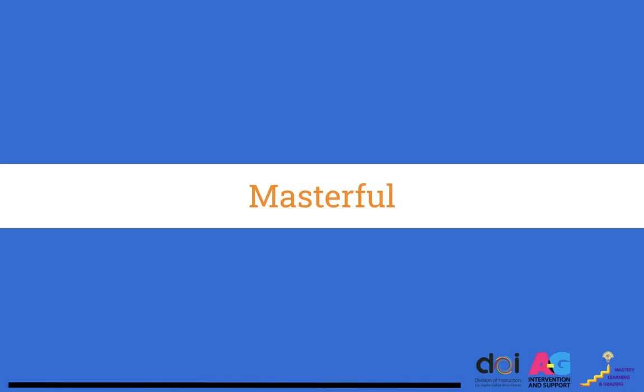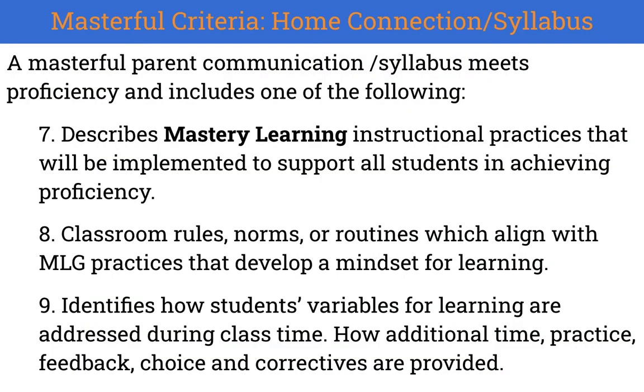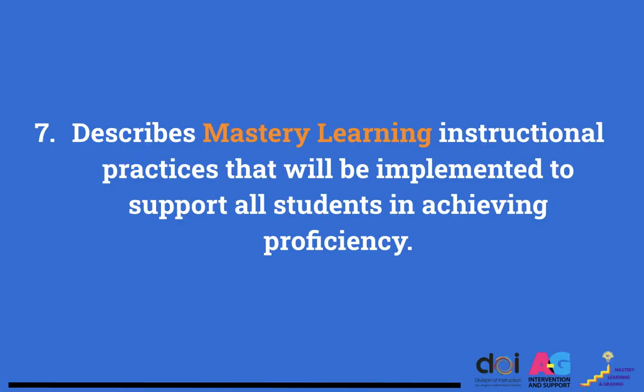Now we will look at the masterful criteria. In order to submit a masterful syllabus or parent communication, there are 3 criteria in addition to the proficiency criteria. Only one additional masterful criteria is necessary to achieve mastery. Describes mastery learning instructional practices that will be implemented to support all students in achieving proficiency.